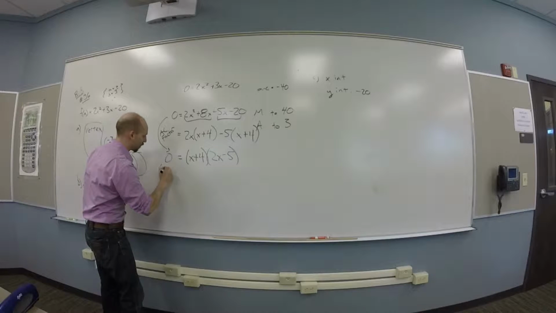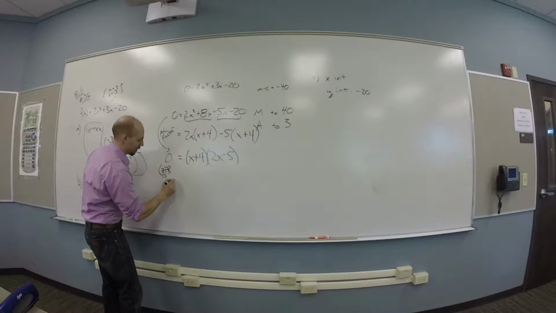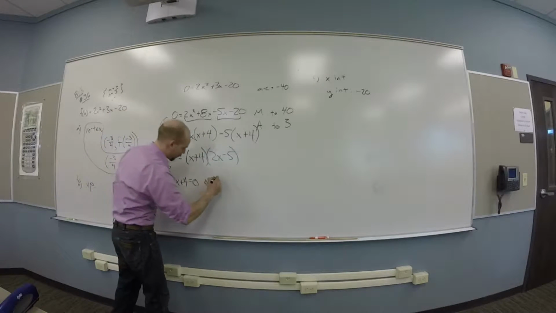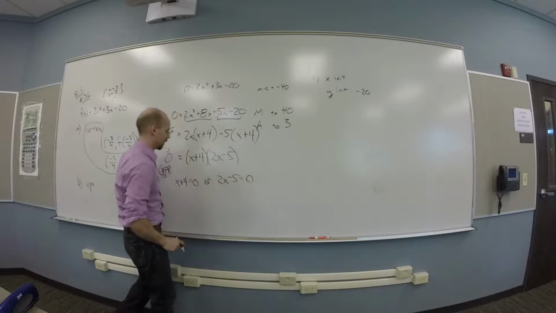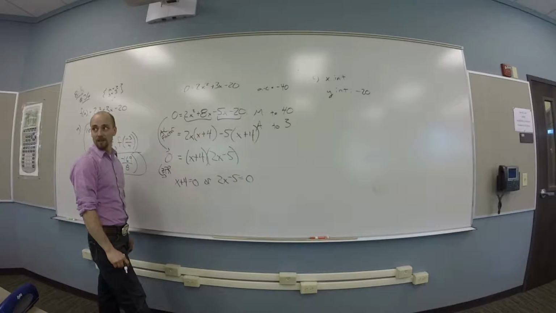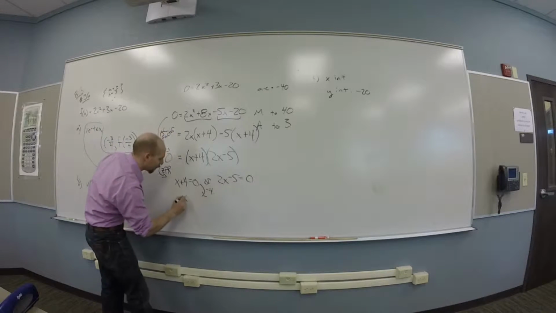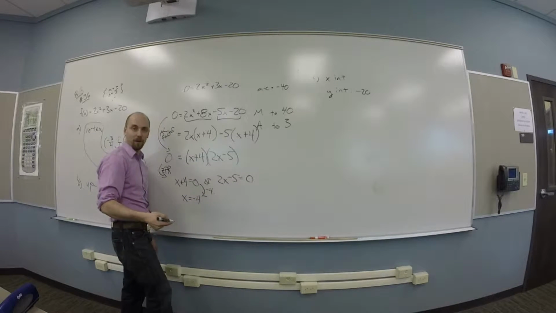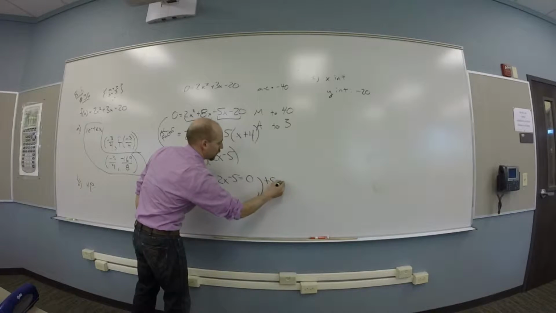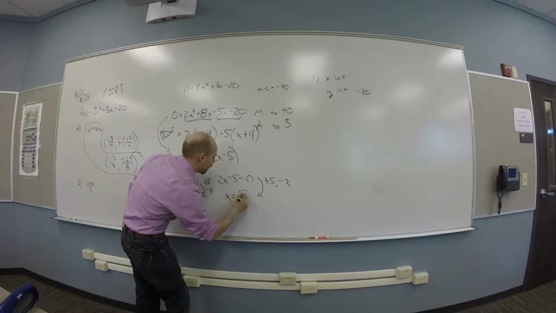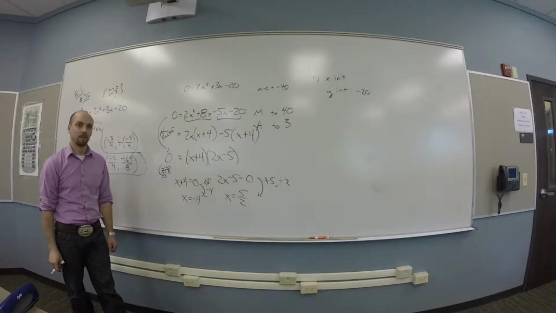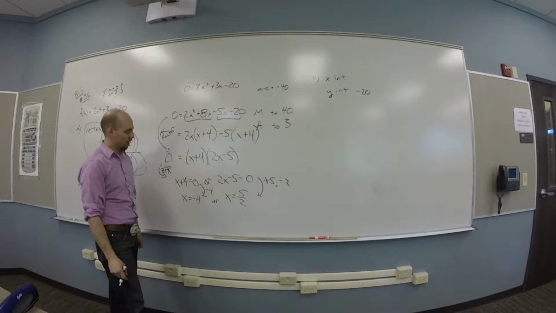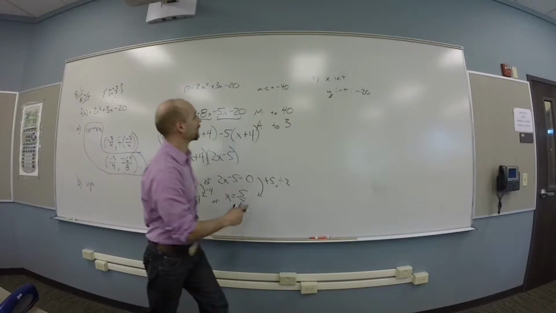Then I want to use the zero product rule. So I get x plus 4 is 0, or 2x minus 5 is 0. Okay, so I subtract 4 from this one, I get x is minus 4. And on the other one, I add 5, divide by 2. Get x is 5 halves. Okay, so those are my x-intercepts.